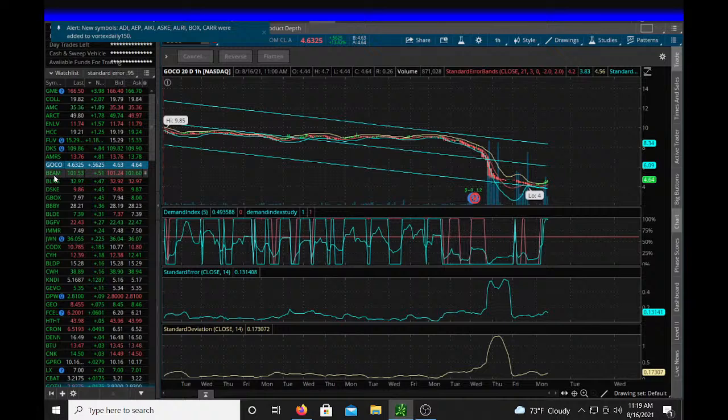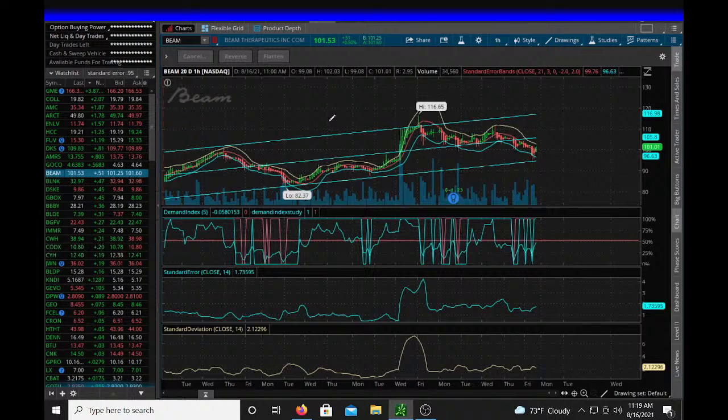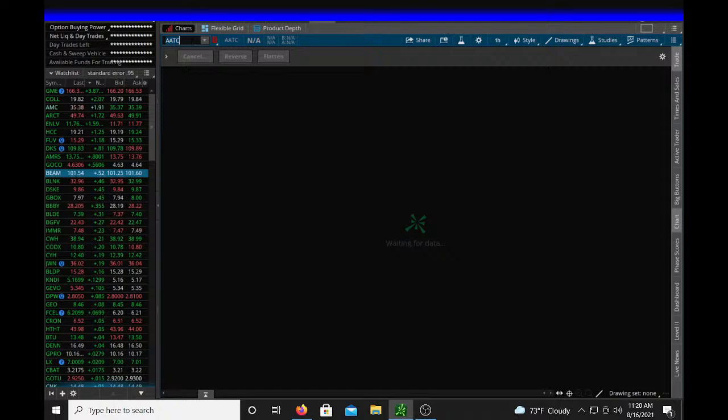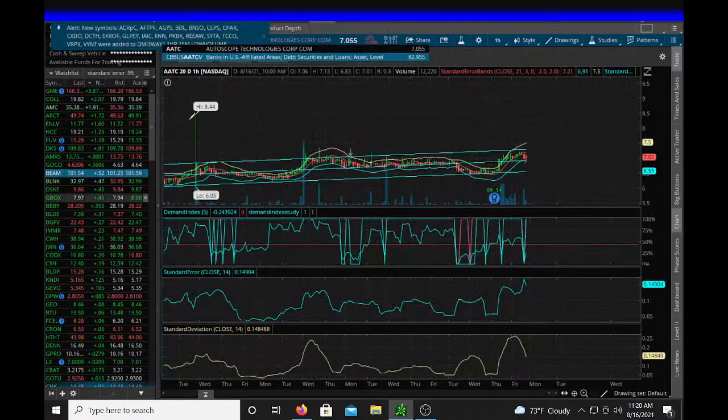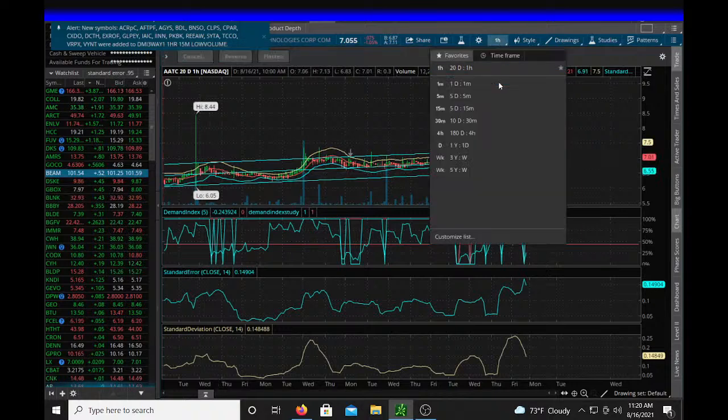Looks like GoCo. Okay. Now let's take a look at some of the ones that I've picked out to look at for this week. So we'll look at AATC. Now that on the hour, look at that. They're trying to take a big move up so they can move that price.